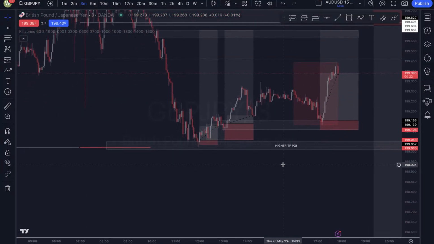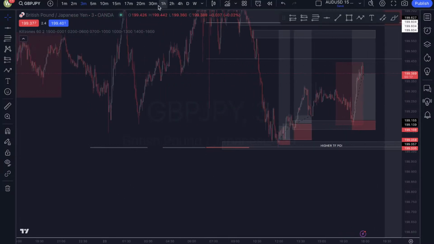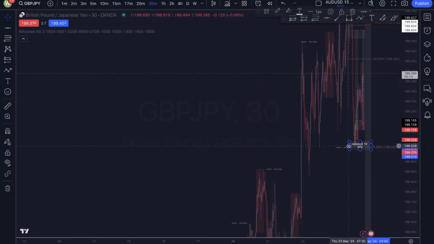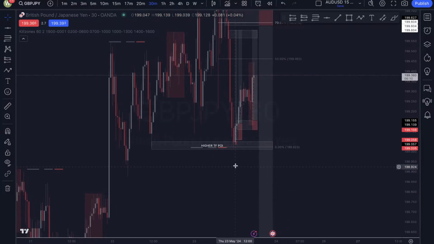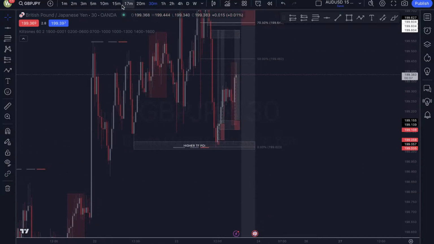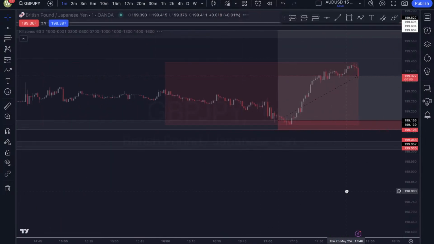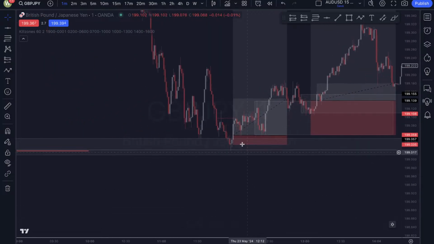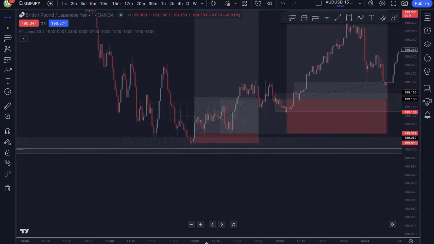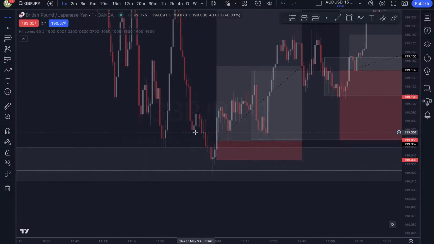Once price tapped into the hourly supply zone, as we marked out here, this is where the hourly supply zone is at. We can see there, once price climbed and tapped into this area, in the 1 minute we had a spring, clearing liquidity to the downside, pushing up, making some imbalance, breaking this high. And so we just tap into this demand zone.